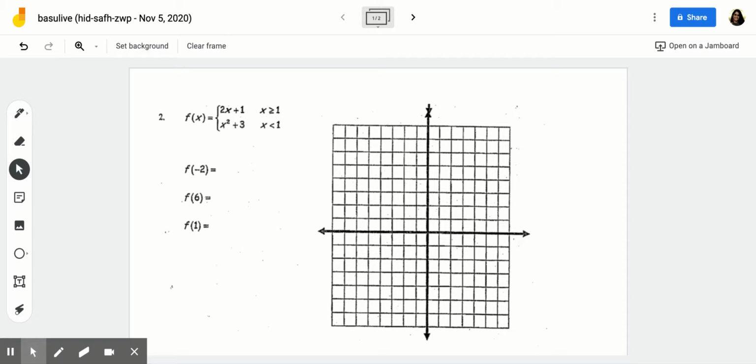I'm only doing number 2 and number 4 because those were the most missed ones. And then you can check the answer key for the number 3 one as well. Okay, so let's start. So in this problem, we have 2 pieces. We have piece 1 and we have piece 2.